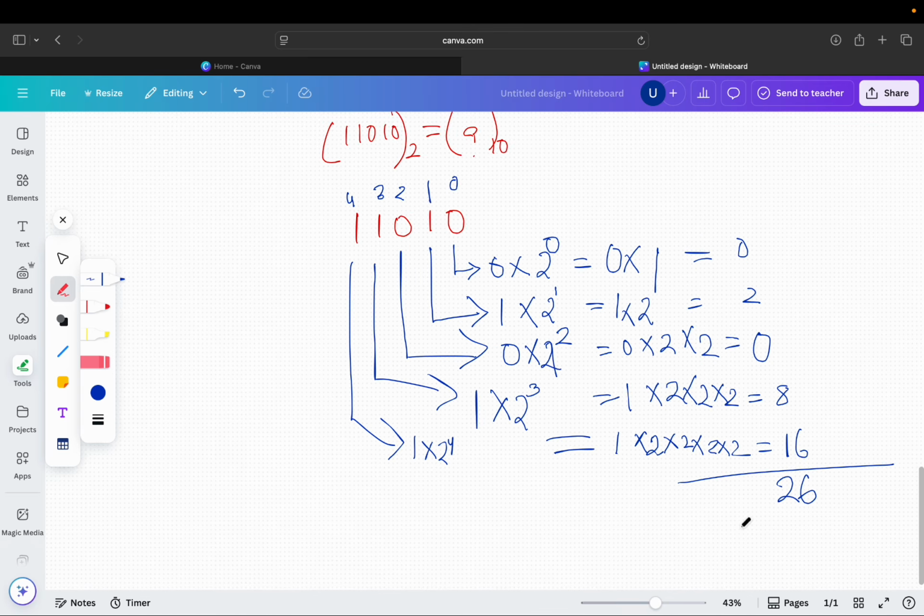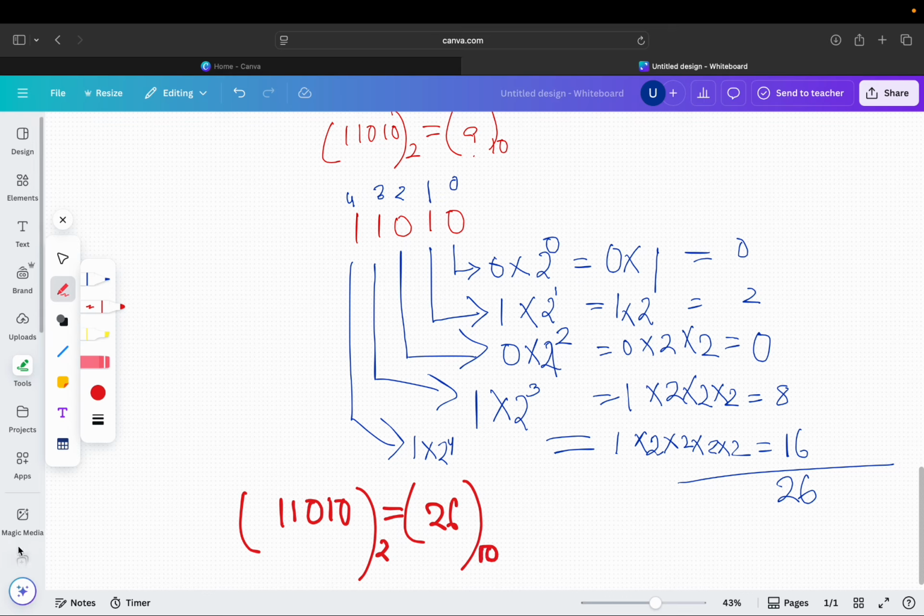So how can I write the answer? Here I have to come and write the answer like this: 1, 1, 0, 1, 0, base 2 equals 26. This is the decimal number. So what will be the base of the decimal number? Yes, 10 will be the base of the decimal number. So the answer will be written like this.